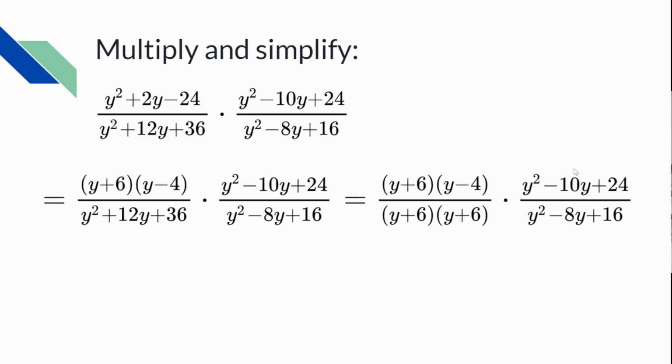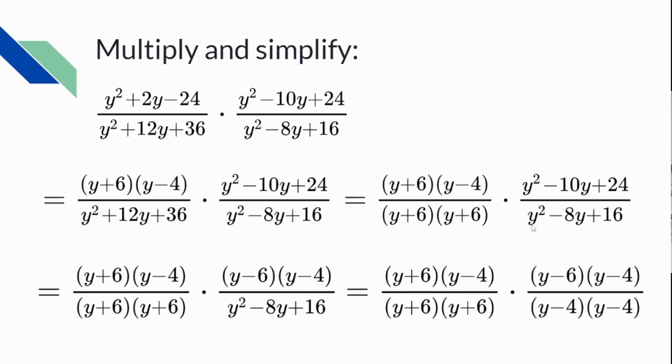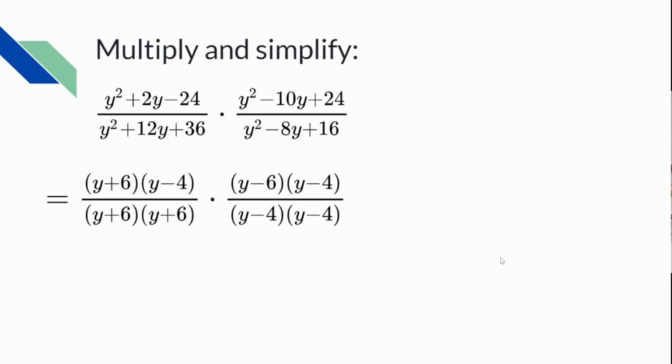Moving to the top right piece, y squared minus 10y plus 24 can be factored as y minus 6 times y minus 4. Okay? And lastly, this bottom right piece can be factored as y minus 4 times y minus 4. So this is also a perfect square trinomial. Okay? Let's take this to the top of the screen because we've run out of room. All right, here's what we have.